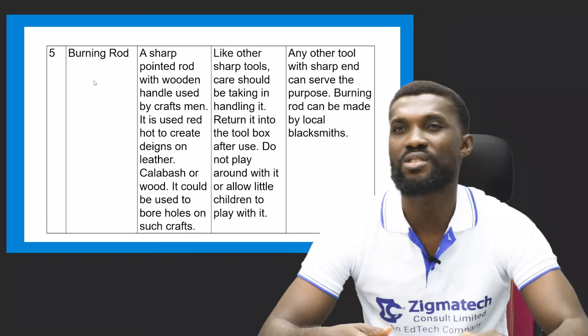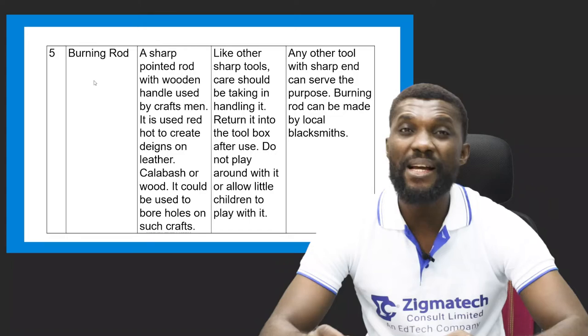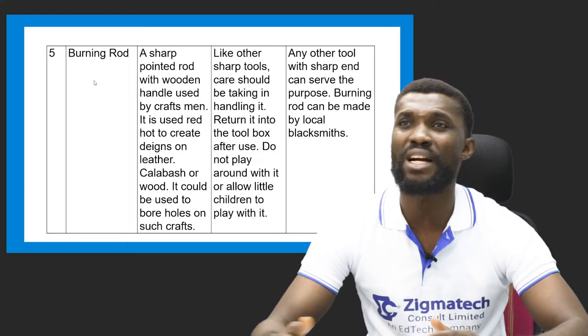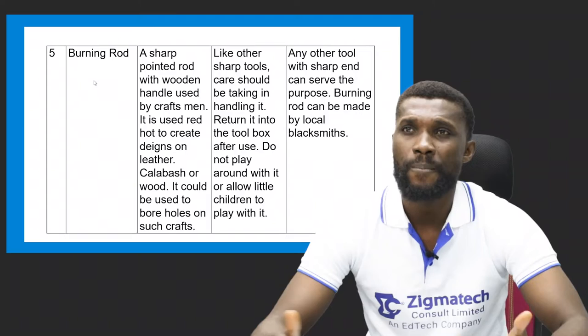Now, how can you take care of this? Always make sure that it is turned off if you're using the electric one, and make sure that the iron is not hot. Take it out of reach of children. Don't allow children to come close to it because you'll damage them completely. And then how can you make this? You can use your nail, you can use a knife. These are the improvising methods. You can meet a blacksmith to make one for you. Any other tool with sharp ends can serve the purpose. The burning rod can be made by local blacksmiths.